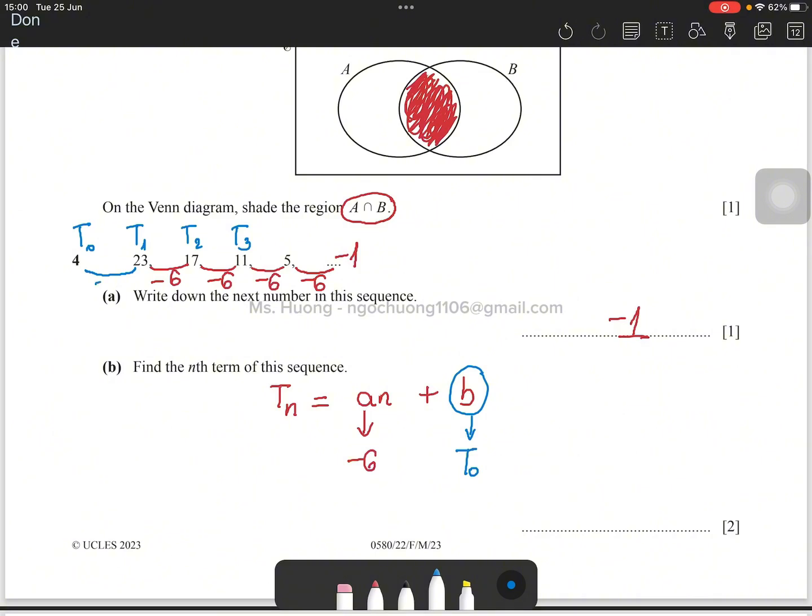And to find T0, you need to think about which number minus 6 equals 23. That is 29. So B is 29. And we'll combine these two to write down the answer. Tn equals -6n plus 29. So I'll write down the answer here, -6n plus 29.